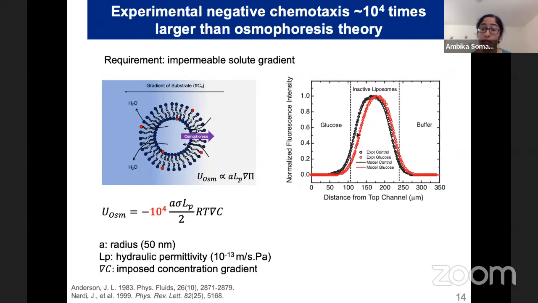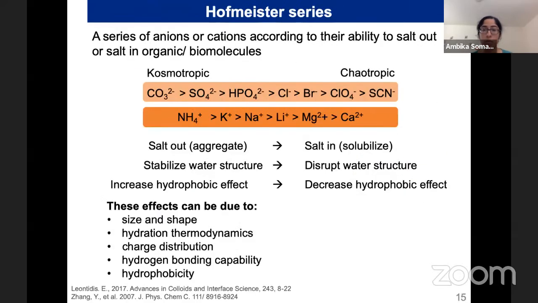And so we tried to dig into the literature more, and that's when we came across the Hofmeister series. The Hofmeister series is a series of anions and cations according to their ability to salt out or salt in organic molecules. Salting out means that the ions are able to aggregate the protein in solution, and salting in means that the ions are able to solubilize the proteins in solution. The Hofmeister series has been around since the 1800s, but nobody completely understands how it works.